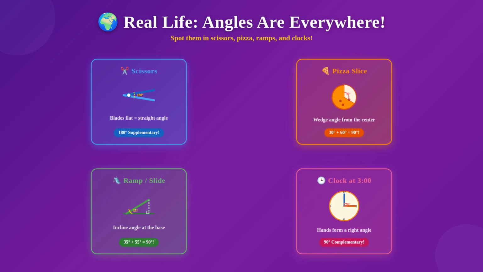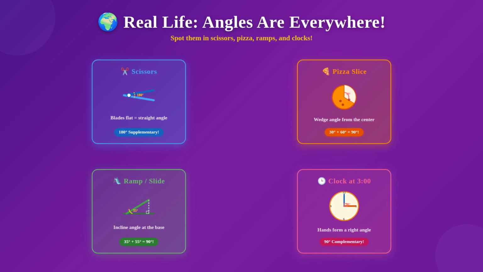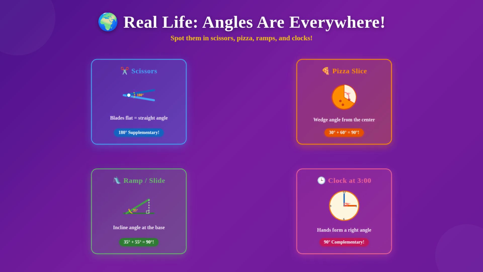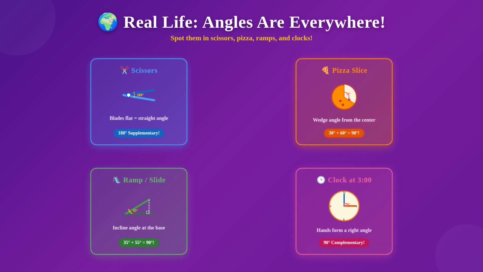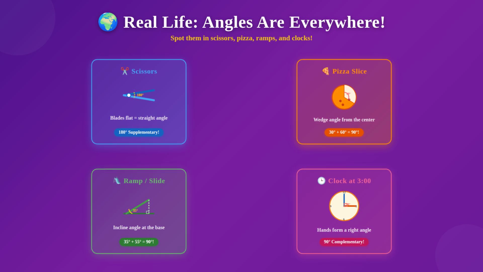These angles aren't just on worksheets, they're everywhere in real life. When you open a pair of scissors all the way flat, the two blades form a straight angle, 180 degrees, supplementary. A slice of pizza cut from the center can create a 30-degree angle, and the rest of the slice from that corner adds up to 90 if it's a right angle slice.